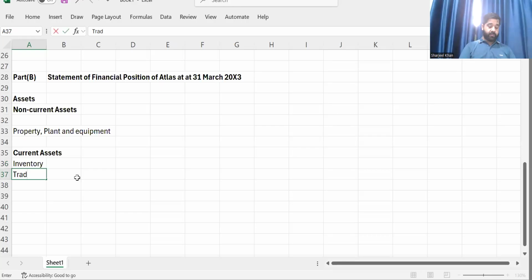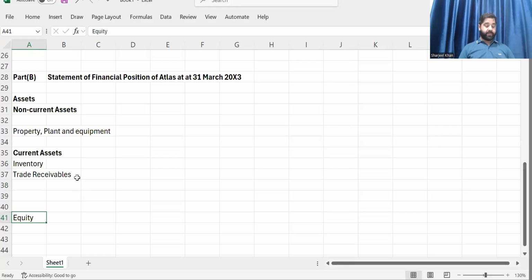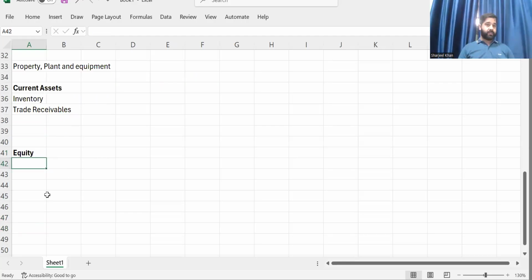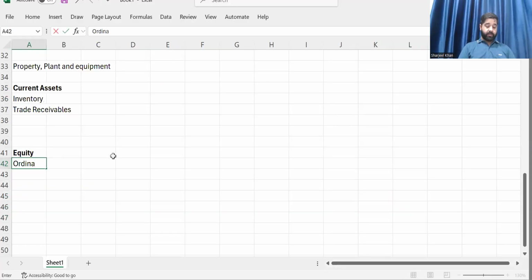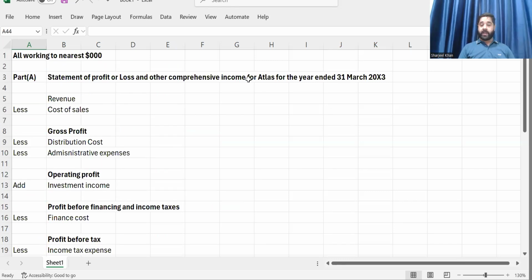Inventory, trade receivables, leave some lines, and then equity. For equity, we have ordinary share capital and retained earnings. And we have to prepare the statement of profit or loss and other comprehensive income.